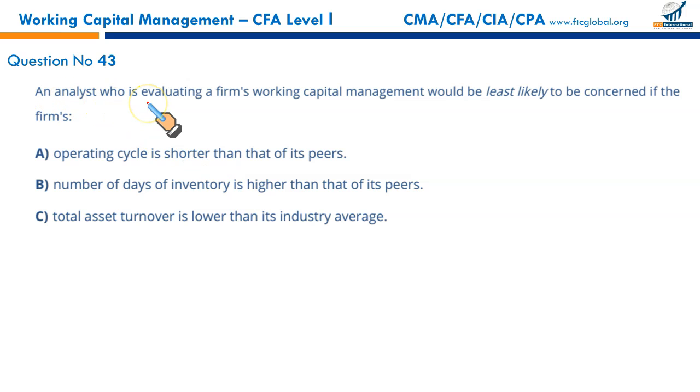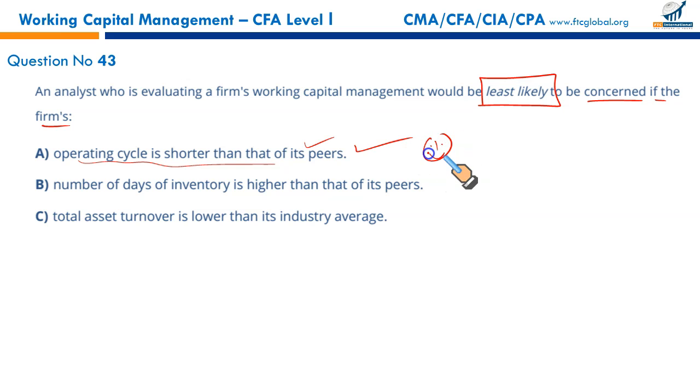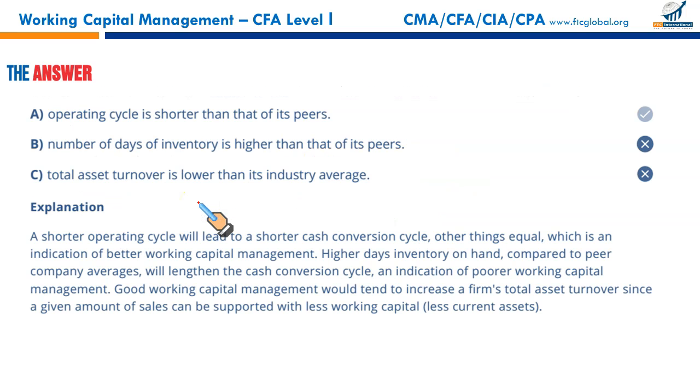An analyst who is evaluating a firm's working capital management would be least likely to be concerned if the firm's operating cycle is shorter than that of its peers. That's good. That indicates good working capital management. You hold your stock for a shorter period, you sell it and collect your money earlier. So a shorter operating cycle than your competitor is a good sign. It's not a cause of concern. Number of days of inventory higher than that of its peer is a cause of concern: why are you holding on to your inventory for a longer period? Total assets turnover lower than the industry average means the assets are not being used efficiently. So B and C are causes of concern. A is not. That makes A the correct option.